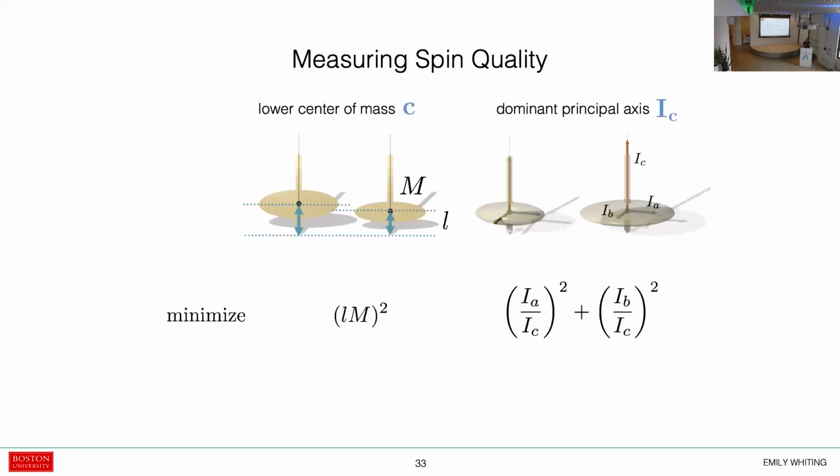On top of that, we can also improve the quality of the spin. So there's different ways to make this more stable. The two main ways are, one, to take the center of mass and lower it. So the lower it is to the ground, the more stable it will be. And then additionally, with these principal axes for the moment of inertia, there's a dominant axis, and the larger the magnitude of that dominant axis over the lateral ones, the more stable it will be. So those can be used as metrics in optimizing a shape.